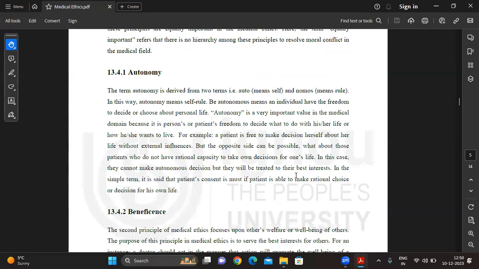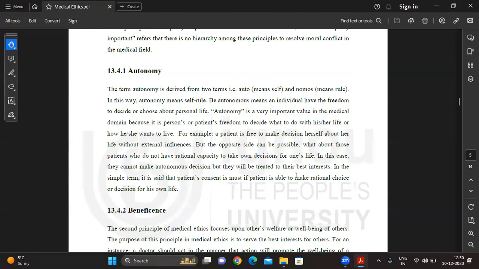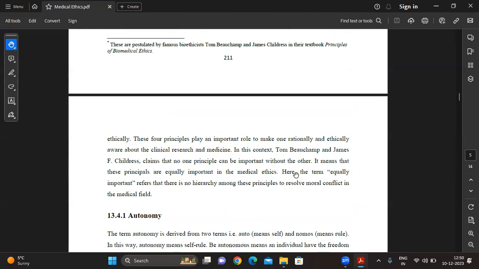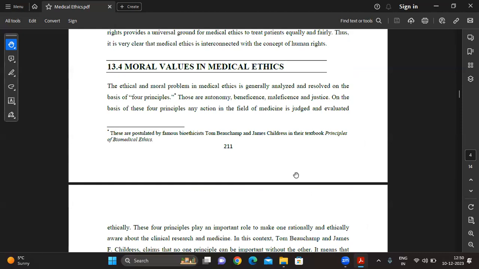ये जो चार चीजें हैं, these are 4 principles. You can write the 4 principles used in medical ethics. 4 है ये. Okay, there are 4 principles used. Principles भी बोल सकते हैं, moral values भी बोल सकते हैं, but there are 4 in number that are extremely important for you to understand medical ethics. 4 principles that are utilized or used in medical ethics, or 4 moral values. ठीक है? Let's go through this quickly.